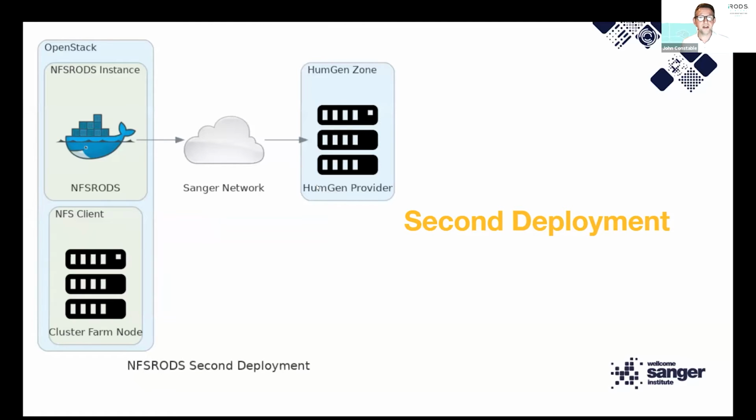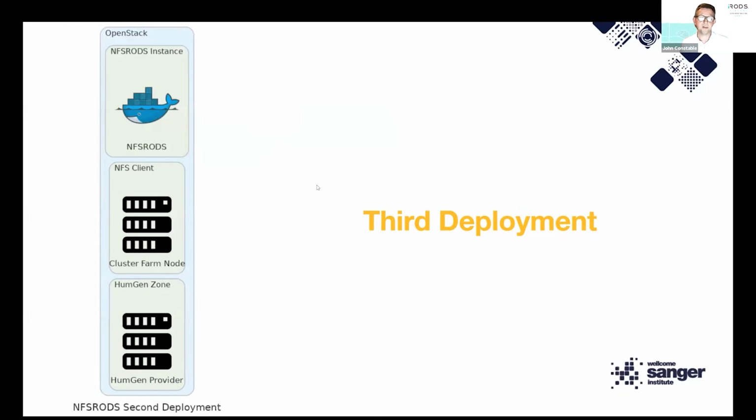So we then tore that down and instead pointed this pretty much similar setup directly at the provider for the HumGen zone. That worked a lot quicker, but it was still much laggier than we were hoping for, and certainly more than the average file system browser would expect to put up with in an interactive browser. So for the third time, we put NFSRODS and the provider for that HumGen zone on the same instance, and then we pointed the NFS client at it from a separate machine. This basically meant that we had a very easy deployment of the NFSRODS instance, which we could scale out. We could deploy several of these in one go.